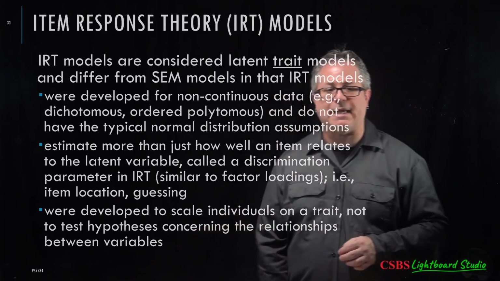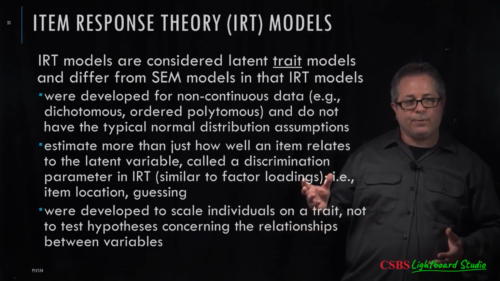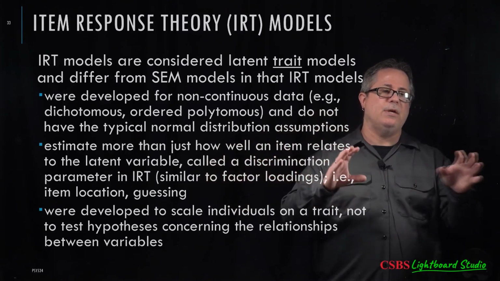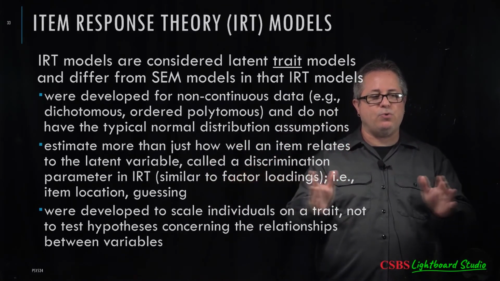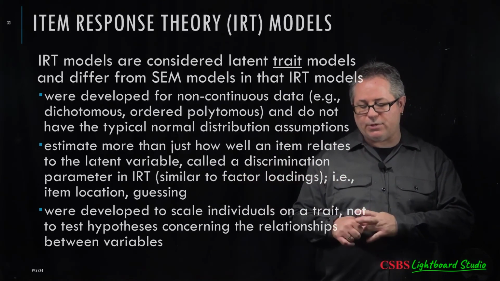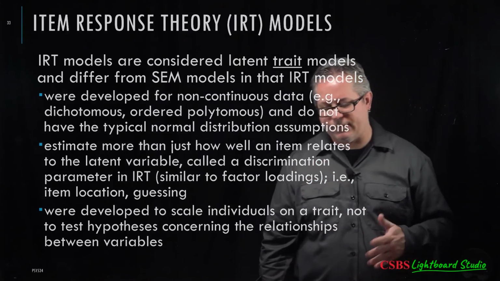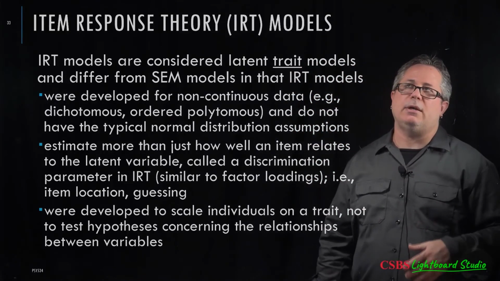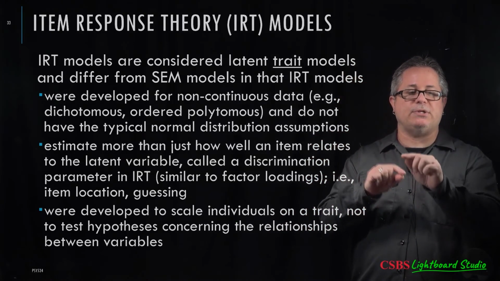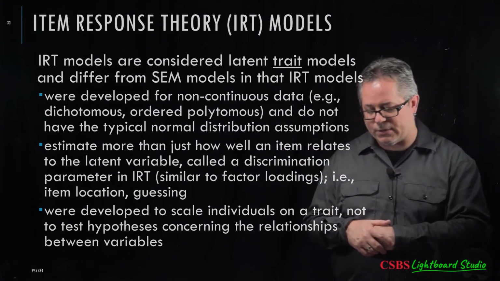IRT models were developed to scale individuals on a trait, not to test hypotheses about how variables relate to each other. I have a bunch of people who are all going to be taking maybe different versions of a test with different items, and I want to be able to put them all on the same scale, so I know who is higher or lower on a trait. Think about your GRE score. ETS uses IRT so that everybody can get a different, even if just slightly different, version of the GRE. It can be computer adaptive and all kinds of stuff, and they get different items, yet they're able to put them all on the same scale to know who scored higher or lower on the GRE in the different categories.